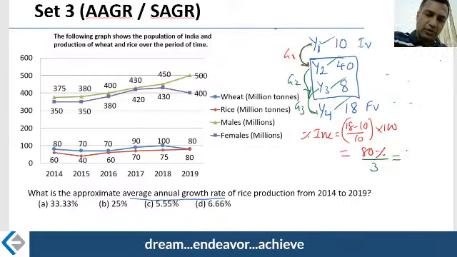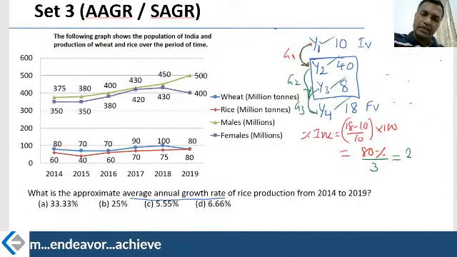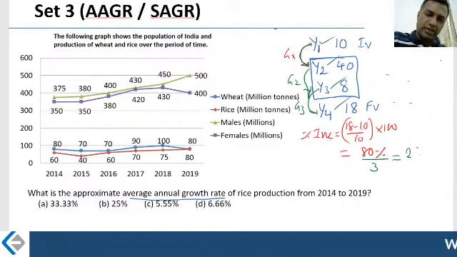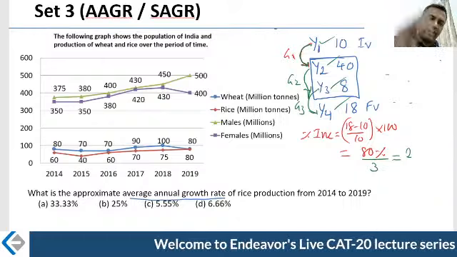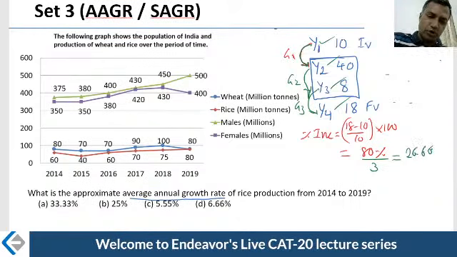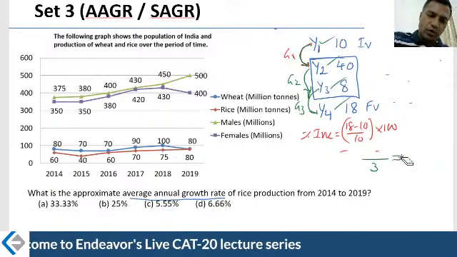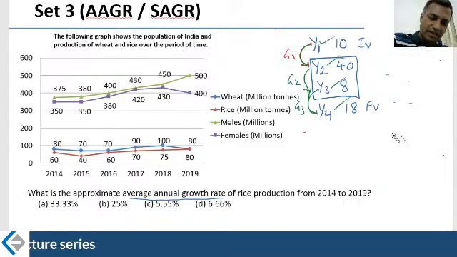So this is nothing but 26.66%. 26.66% is the answer. Fair enough. That's the response to this particular question. Great. Now let's keep that in mind. What I'm trying to say is AAGR. Let's come back to this.